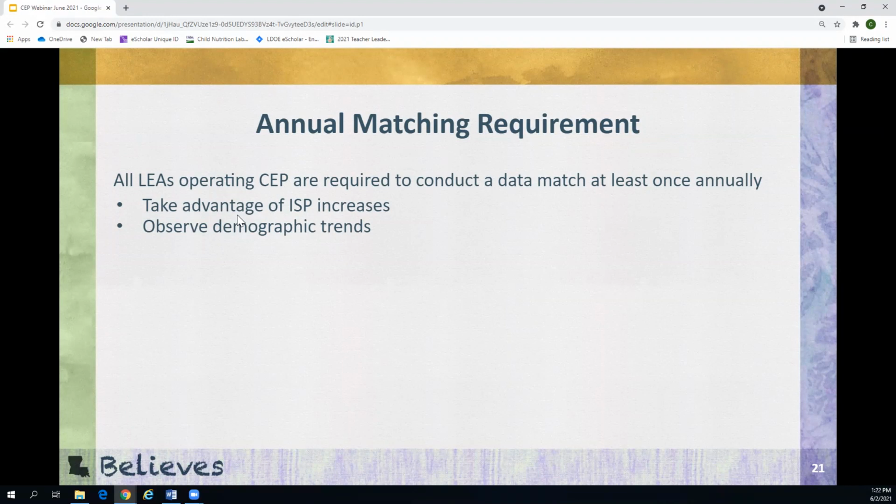And this way you can take advantage of any increased ISP. And also you can start looking at trends if the numbers are starting to decrease. So you can start thinking of a long-term plan if the numbers start to look like they're decreasing. And so we do require that even CEP systems submit that current population data every year by the deadline. So that's the deadline that is normally April 15th, that this year is June 30th.